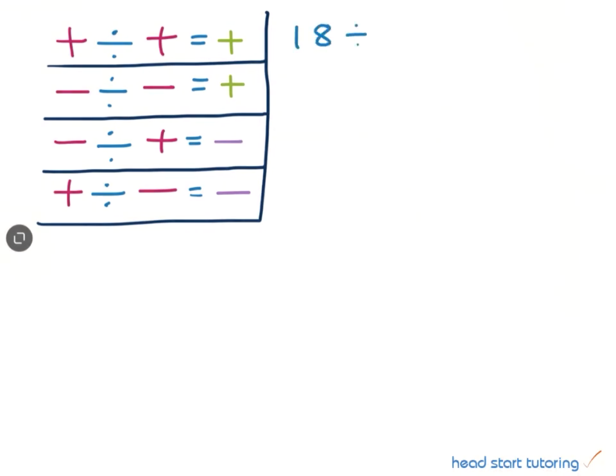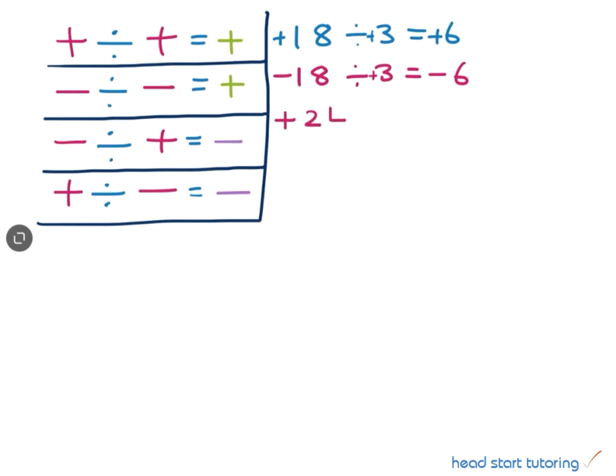18 divided by 3 gives us an answer of 6. And that is because both these numbers were positive, so we end up with a positive answer. Negative 18 divided by positive 3 will give us an answer of negative 6, because a negative divided by a positive will give us a negative, and 18 divided by 3 gives us an answer of 6.